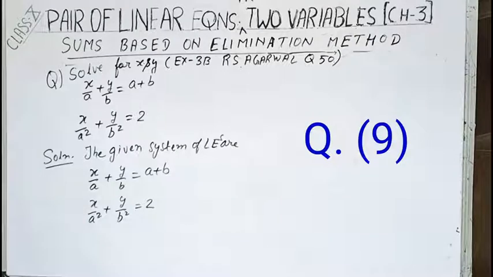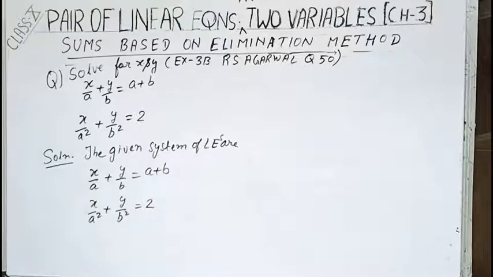Continuing the sums based on the elimination method, the next question I have taken is question 50 of R.S. Agarwal exercise 3b. The question is solve for x and y, and the equations given are x by a plus y by b equals a plus b, and x by a square plus y by b square equals 2.